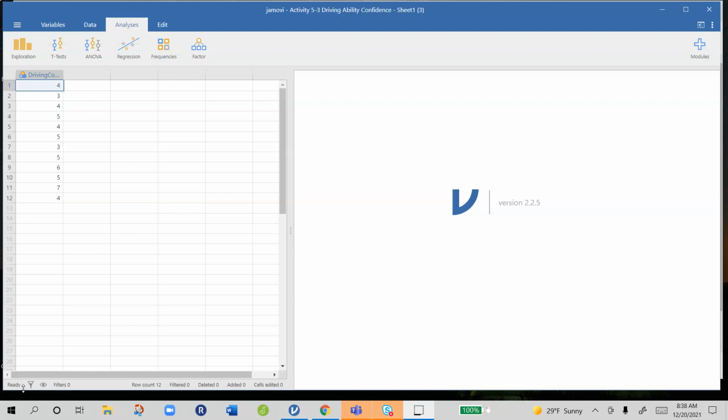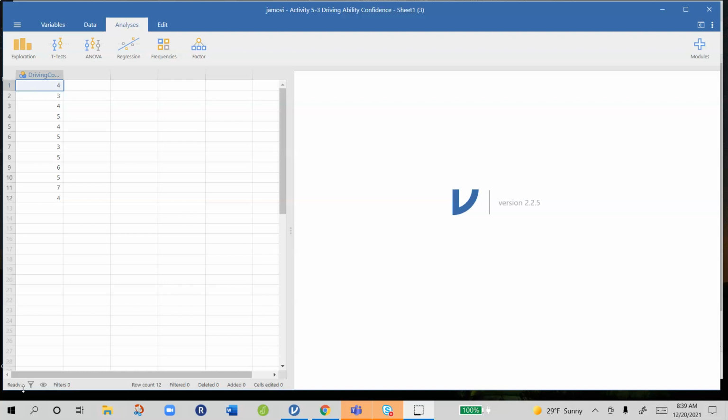For this activity you have a really small data set with only 12 people. In this data set, people were asked to rate their driving ability on a scale from 1 to 7, where 1 was below average, 7 was above average, and 4 was average. What we want to know is, do people think that they're better drivers than they really are? If we take a random sample of people, we would expect the average to be 4, since that is the midpoint, the average on the scale.